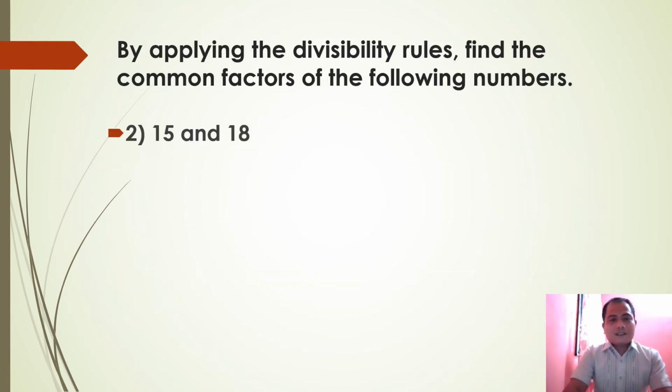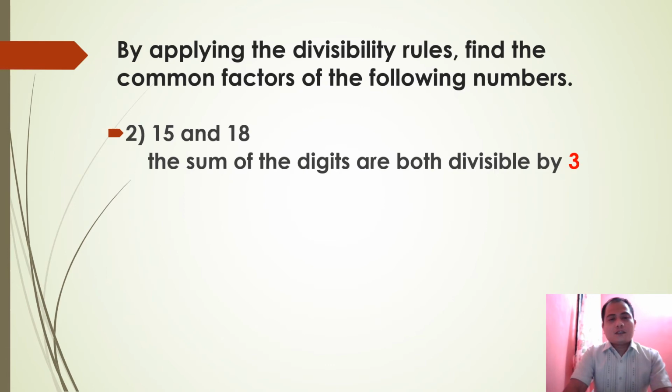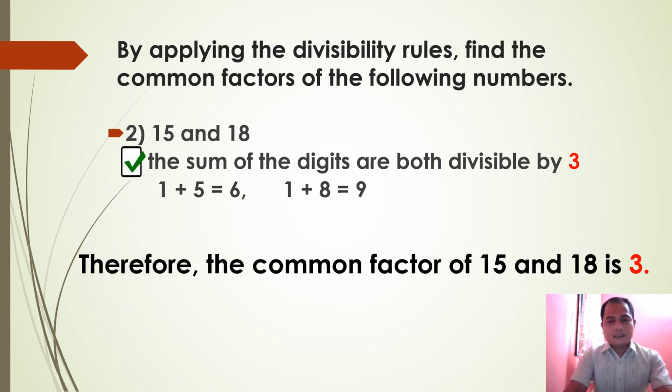Okay, let's try another example. 15 and 18. What do you think are the common factors of 15 and 18? The rule for that is the divisibility rule by 3. If you add the digits, 1 plus 5 is 6, 1 plus 8 is 9. Both are divisible by 3. So their common factor is 3. The common factor of 15 and 18 is 3.